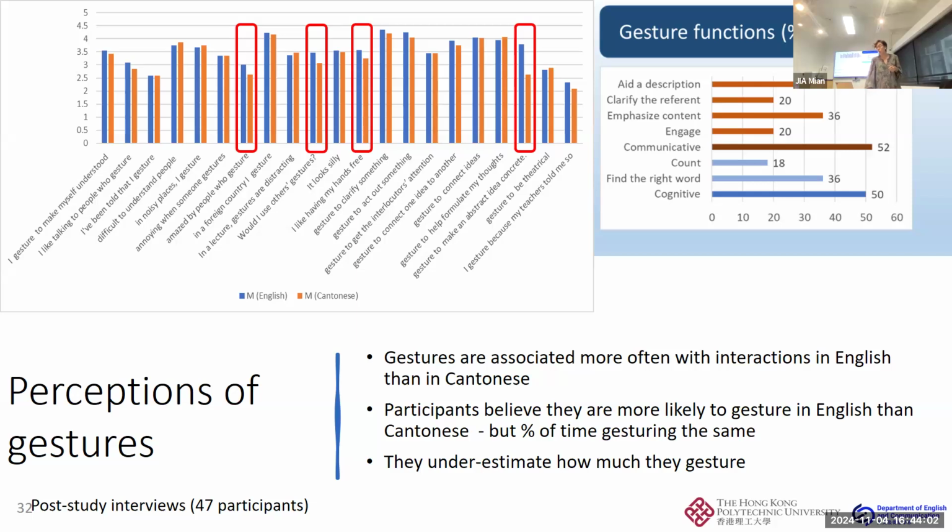The other thing we asked them is to estimate how much they gesture in English and Cantonese. And they thought overall that they gesture more in English. When we calculated the percentage of the time spent gesturing, it was more or less the same. We have not yet calculated per syllable because we have a bit of an issue with the syllable count in Chinese, but we'll get there. And the other thing is that they way underestimated how much they gesture. Most of them will say, oh, I gesture 50% of the time. The average is closer to 90.